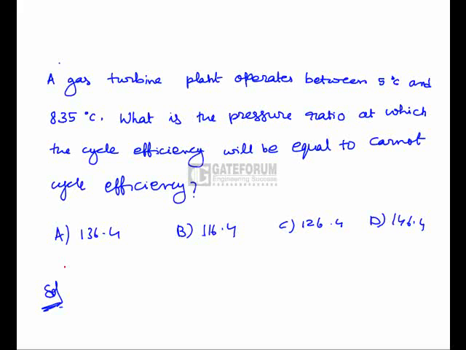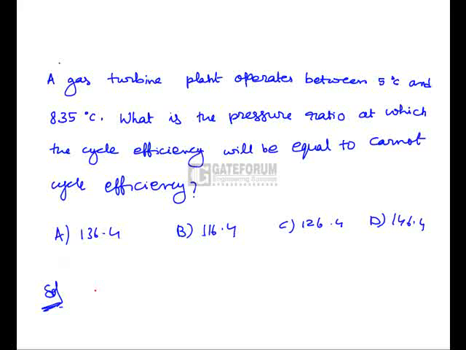A gas turbine plant operates between 5 degrees centigrade and 835 degrees centigrade. What is the pressure ratio at which the cycle efficiency will be equal to the Carnot cycle efficiency? Here the options are 136.4, 116.4, 126.4 and 146.4. So here we will have to find out the pressure ratio of the gas turbine cycle at which the cycle efficiency will be equal to the Carnot cycle efficiency.